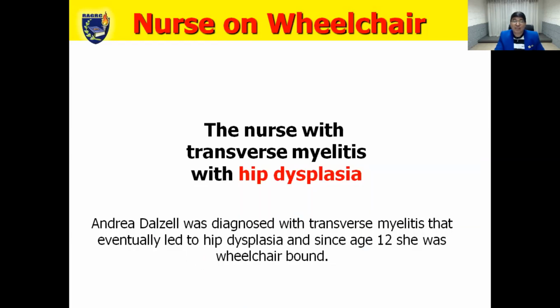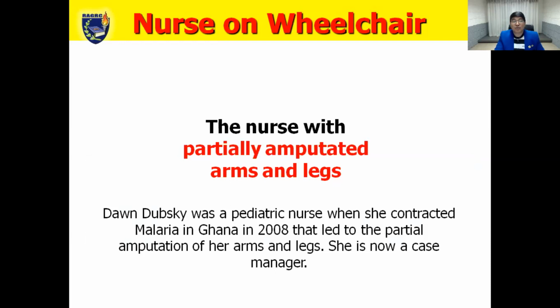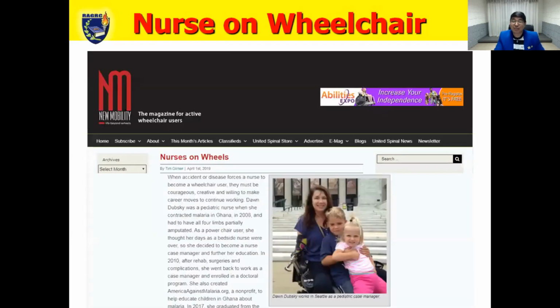We also have the inspiring story of Andrea Dalzell, who was diagnosed with transverse myelitis when she was young, and eventually that condition led to hip dysplasia, and since age 12, she was wheelchair bound. And now she's working as a nurse. And we also have the story of Dawn Dubsky, who was a pediatric nurse when she contracted malaria in Ghana in 2008. Now, this condition has led to the partial amputation of her arms and legs, and she's now a case manager, even with the partially amputated arms and legs.